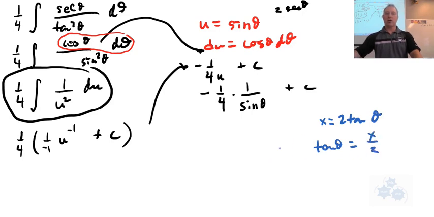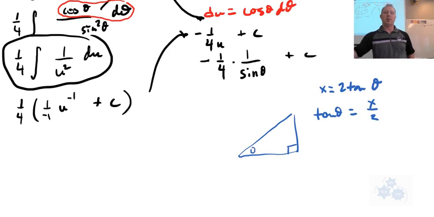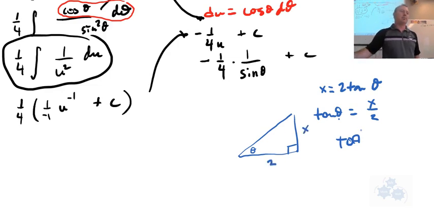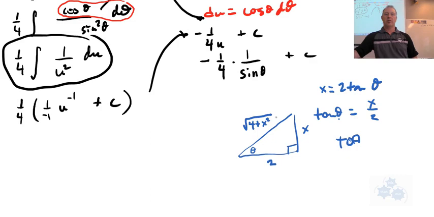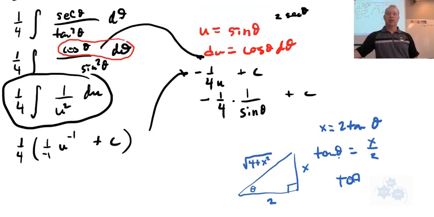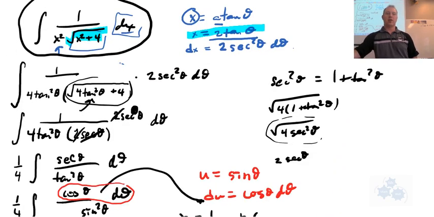And this is where we go to our right triangles now. So we have a right triangle. This is going to be theta. We know that tan is, that's TOA in SOHCAHTOA, opposite over adjacent. So this is going to be x over 2 like that. And the hypotenuse is going to be the square root of this side squared plus this side squared: 4 plus x squared.